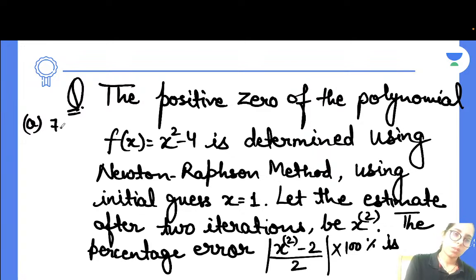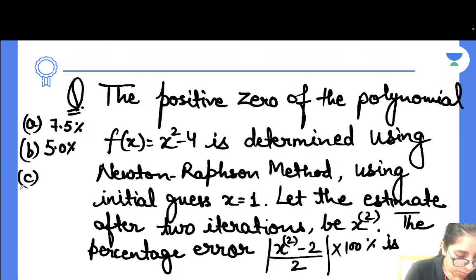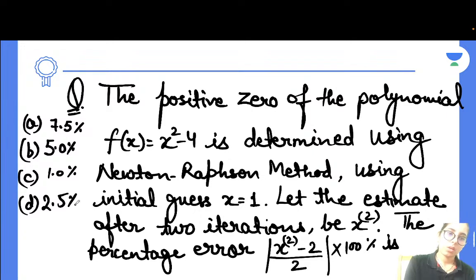7.5%, 5%, 1%, 2.5%. I'll give you some time to work on it and then tell me whether you are able to get it or not. If you have doubt, you can tell me.